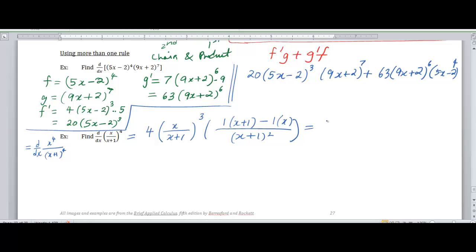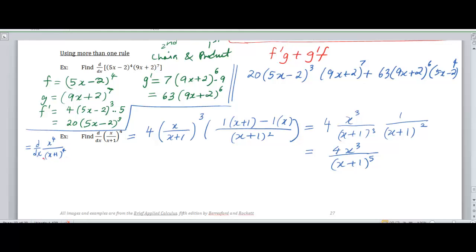Now we need to combine, so I'm going to write this as 4, and I'll distribute that. This is x cubed over (x plus 1) cubed. Remember, when you have a fraction, you can distribute the exponent. This becomes x plus 1 minus x, so it just becomes 1 over (x plus 1) squared. Okay, and then look at this. This simplifies to 4x cubed over (x plus 1) to the 5th. Right? These two can combine.